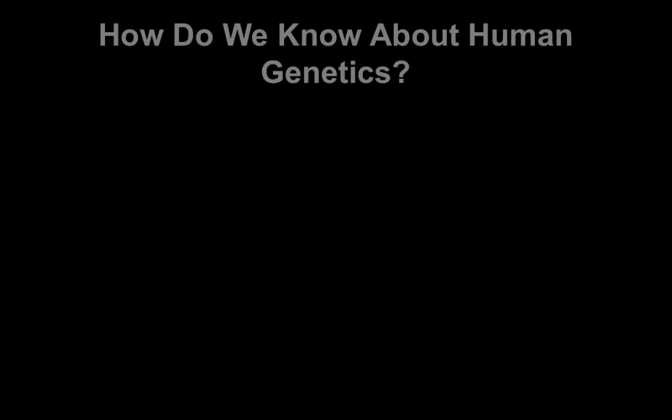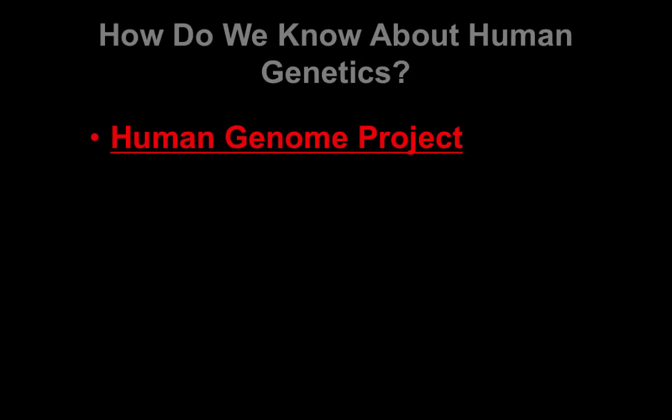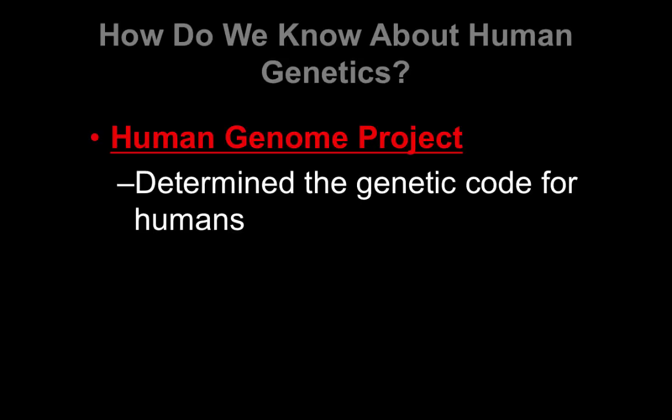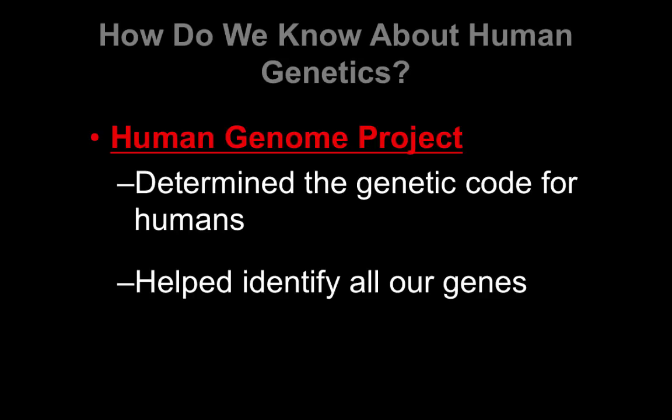So how do we know all this stuff about human genetics? Well, it's because of this thing called the Human Genome Project. And this was a project that was started in 1990, and it finished up in 2003. And basically what it did was it determined the genetic code for a human being. And it helped identify all of our genes. So it created a map of all the A's, T's, C's, and G's that make up a human being and the arrangement of the genes in our DNA.